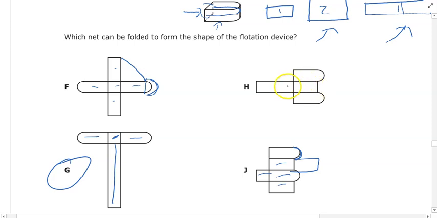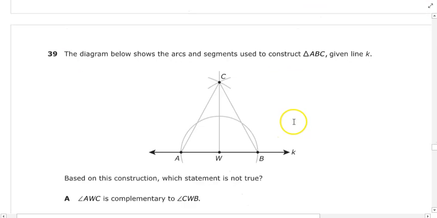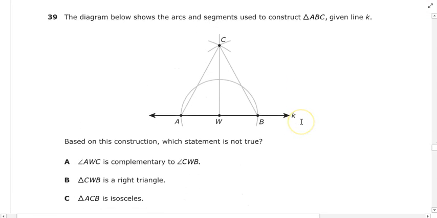So, when you fold these two pieces together here, you should have some other fold, and it's got to be long enough to wrap around the edge as well. So answer choice G. On 39, diagram shows the arcs and segments used to construct triangle ABC given line K.